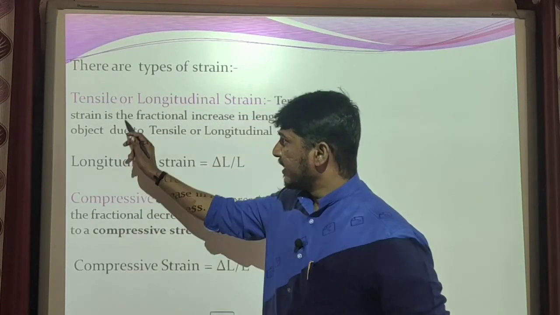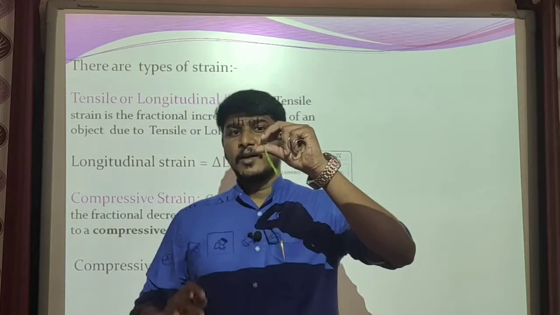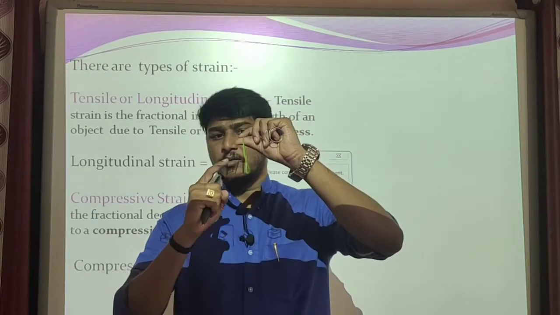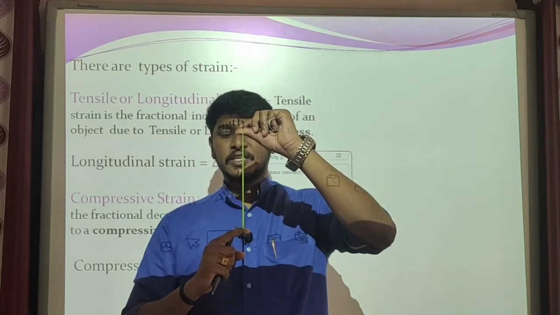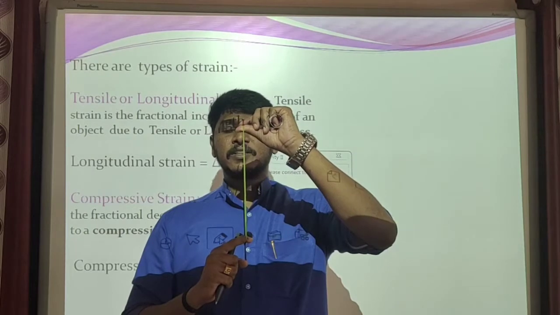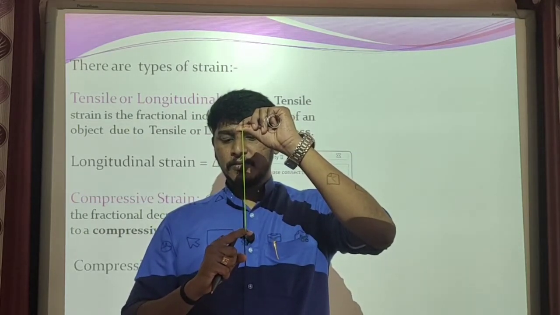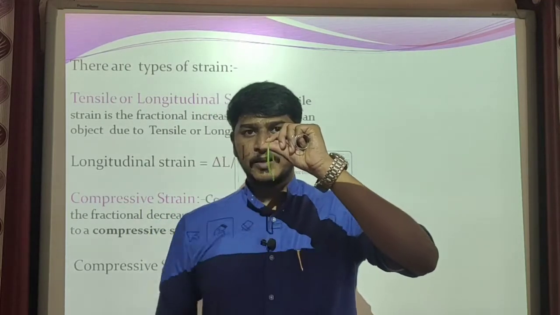Okay, to explain tensile or longitudinal strain, we need to take a rubber band. Its one end is fixed, then we apply some amount of force on the other end, and it changes its length. Here we can see that there is an increase in length after applying force F. Okay, let us see it diagrammatically.